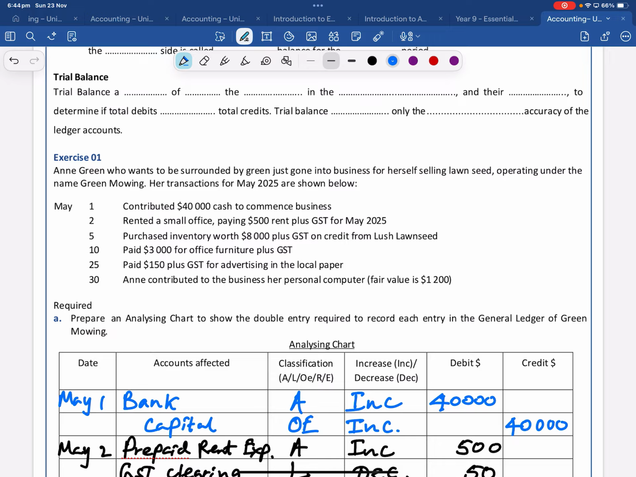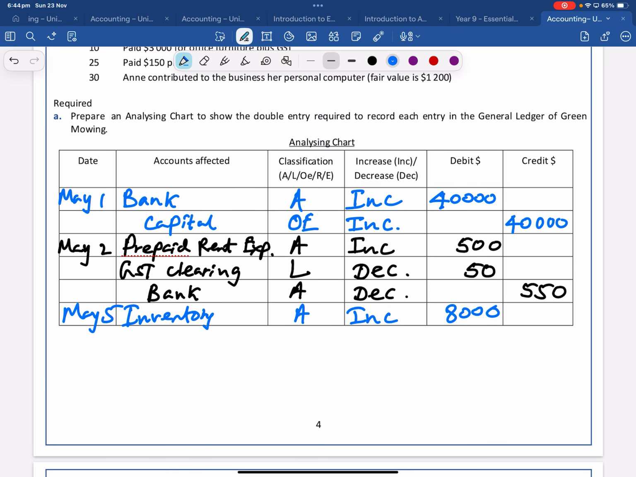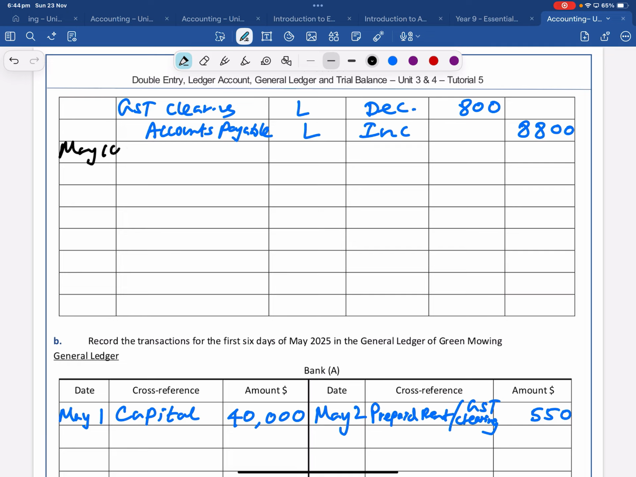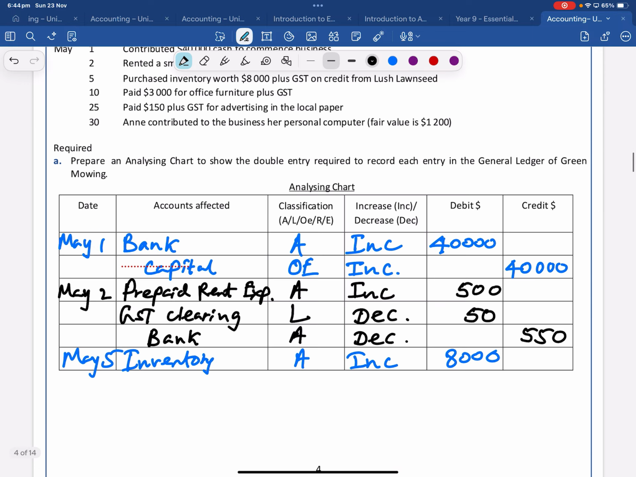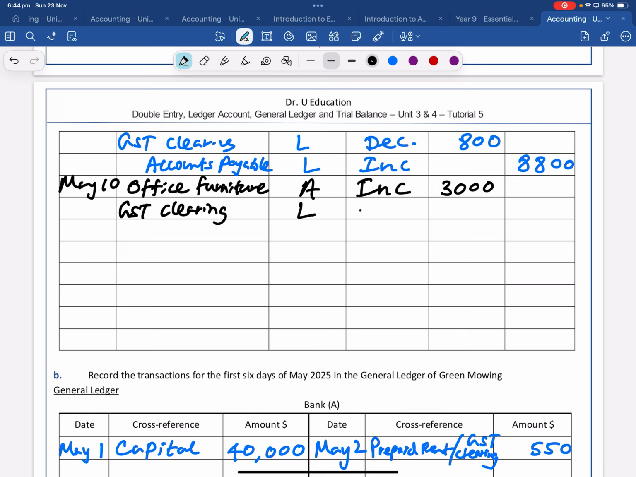Next one. Paid 3,000 for office furniture plus GST. Debit office furniture. What's the date? 10th. Asset increase, decrease. 3,000. Then GST clearing. Liability. What is it? Increase, decrease. Decrease 300. And where do you credit? How much? That 300. Asset increase, decrease.